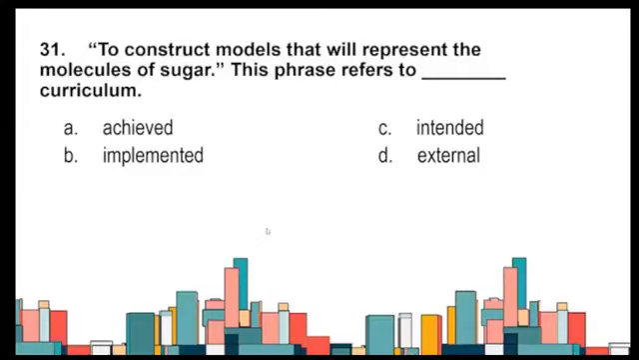Okay. So, there's a clue, no? To construct models. So, what will the learners do? What they will do is construct models. So, those are the indicators, no? That he or she gets the lesson if he or she is able to construct models. So, that's why that's the achieved curriculum. Okay, letter A, 31. Okay?